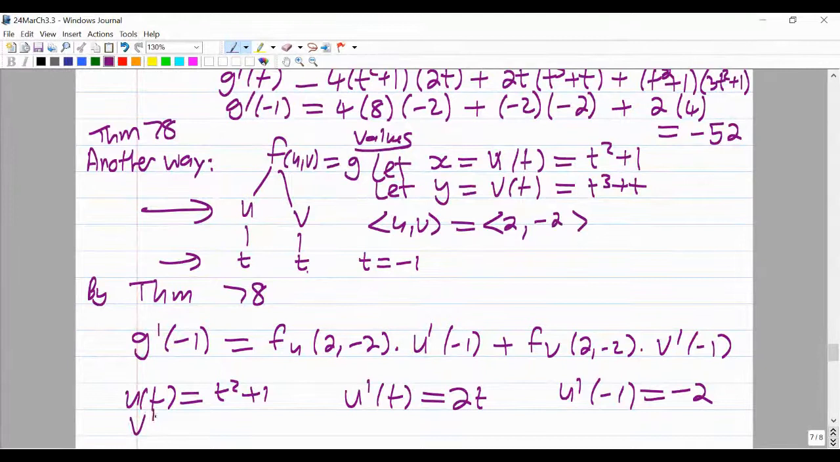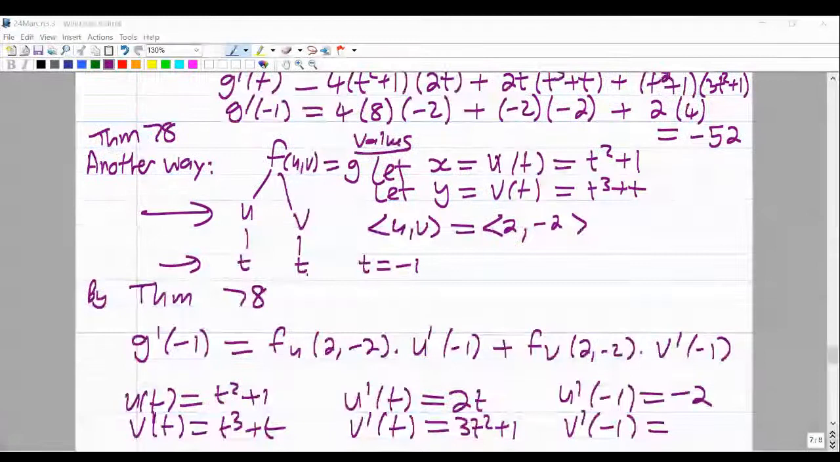And if you write down v, which is t cubed plus t, and you do the derivative, that becomes 3t squared plus 1. So what happens if you plug minus 1 into v dash? Anybody? Nicole is getting 4. Yep. And so it is indeed 4.